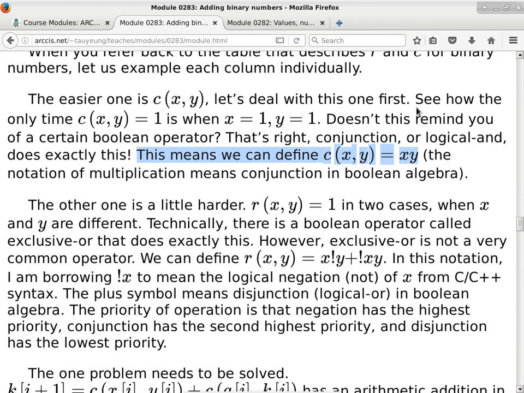XOR? It's exclusive OR, but if I only let you use the other common Boolean operators, you can make it complicated. It will still work out. So R of xy can be defined as x not y or not xy, which is the same thing as an exclusive OR. I use exclamation point to mean negation, multiplication to mean conjunction, and addition to mean disjunction. Other than the exclamation point, the other ones are commonly used in computer engineering.